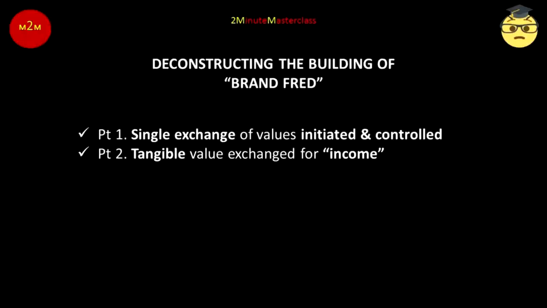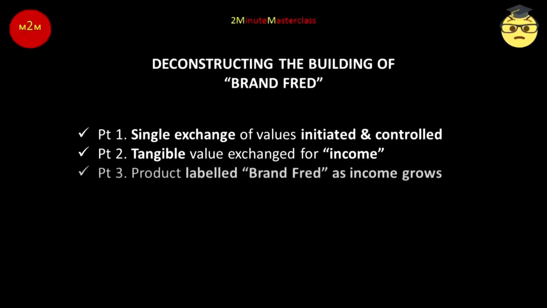In part 3, another value exchange, Fred's customer is still the same. The product too is only a minor variation, but this time, in a giant step forward, Fred sticks a label on his product. He brands it. The label identifies it as a brand Fred product. Branded product from now is exchanged for income.